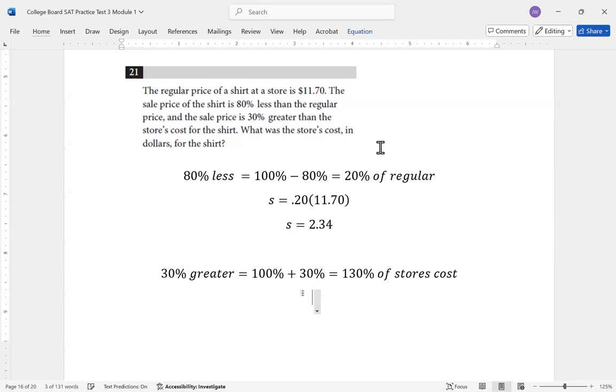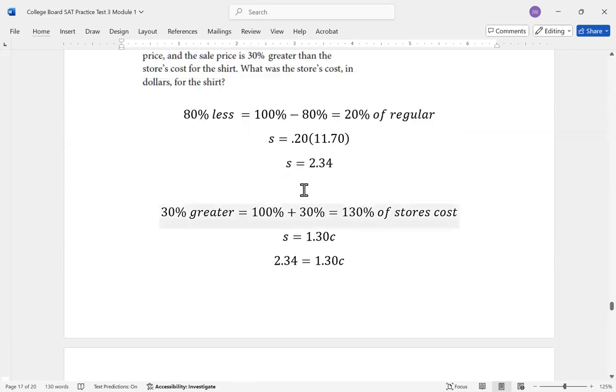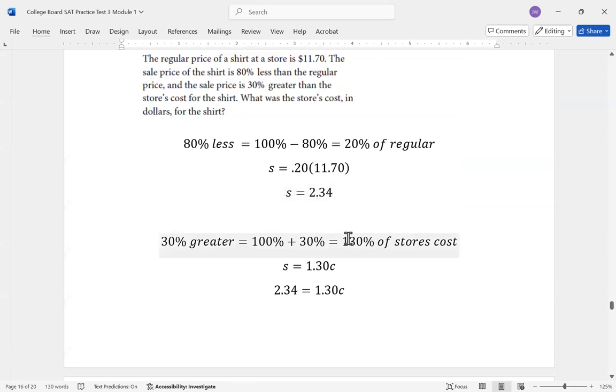So it says the sales price is equal to 30% more than the store's cost. I'll call that C. So that is S equals 1.30 C. We know that the sales price is $2.34. So 2.34 is equal to 1.30 times C. So we can divide both sides by 1.3 to get the store's cost of the shirt.